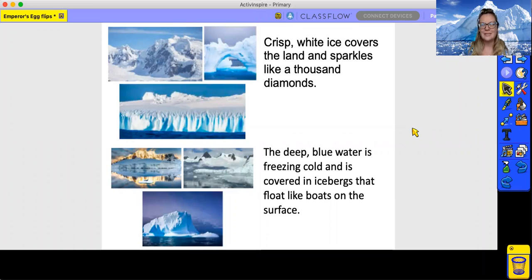Well done. Crisp and white have described the ice, and like 1,000 diamonds sparkling is the simile that is comparing them. In the second example that I've written, the deep blue water is freezing cold and is covered in icebergs that float like boats on the surface. Again, pause the video and tell your adult what are the adjectives and what phrase is our simile.